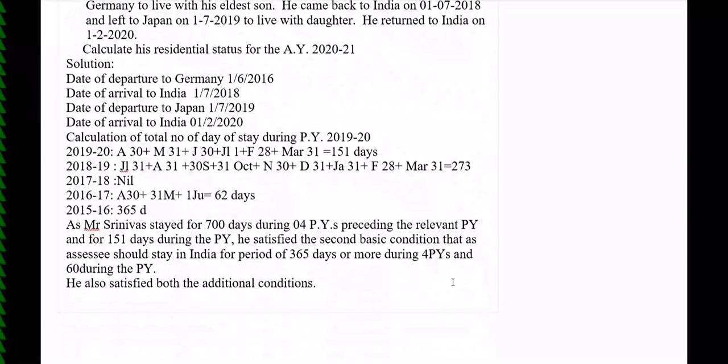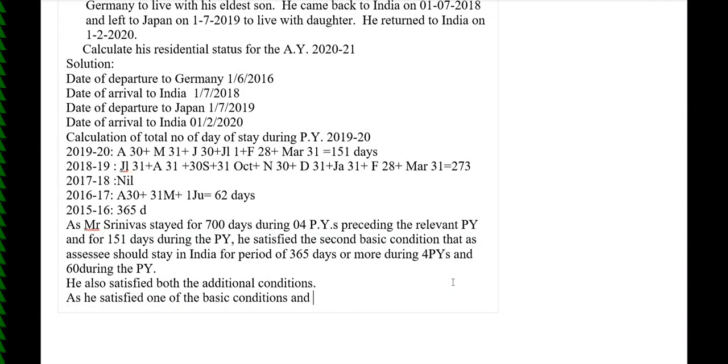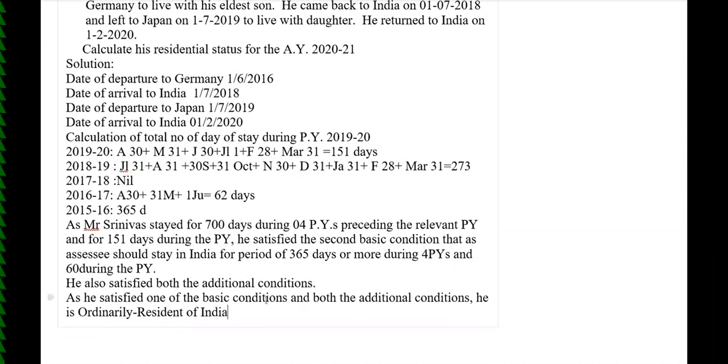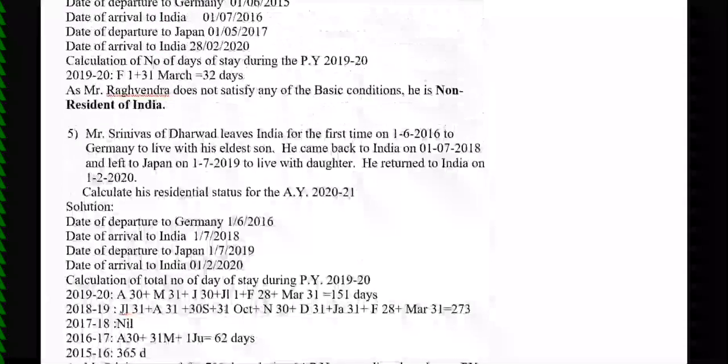Now let us write down here, as he satisfies one of the basic conditions and both the additional conditions, he is ordinarily a resident of India. He is ordinary resident of India. So this is the answer for this question. So we need to calculate the number of days of stay, and we should apply the conditions. Then we can easily determine the residential status.